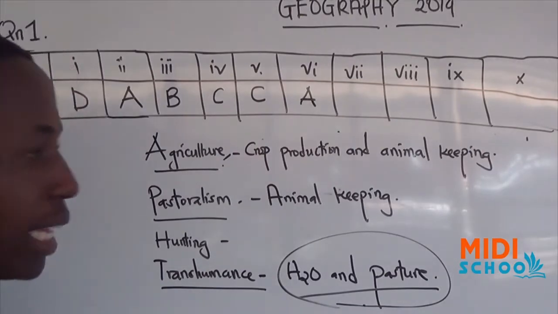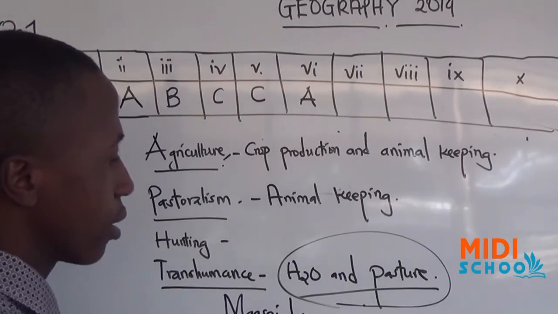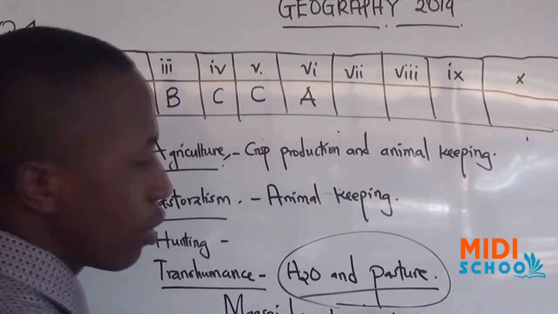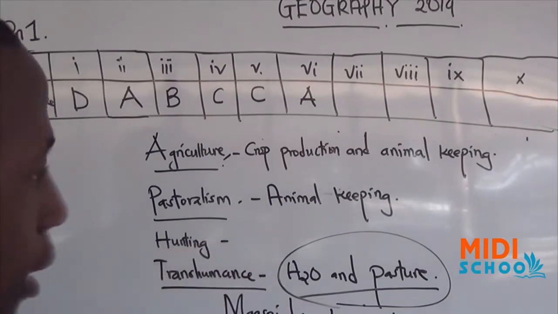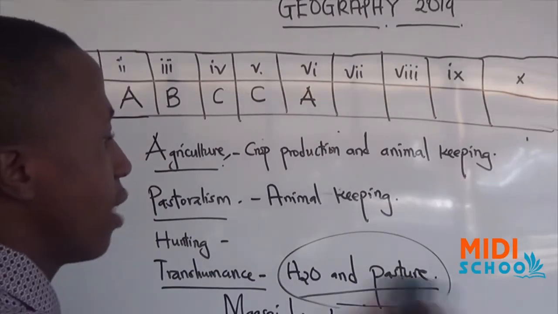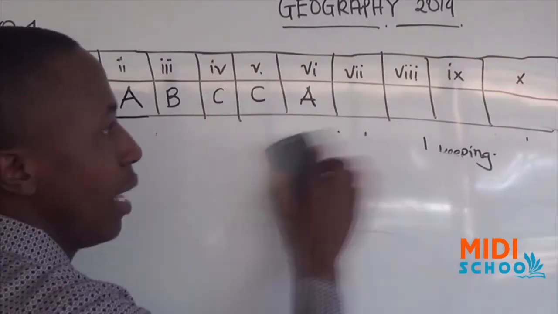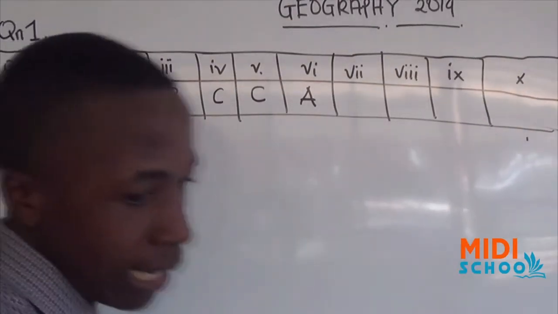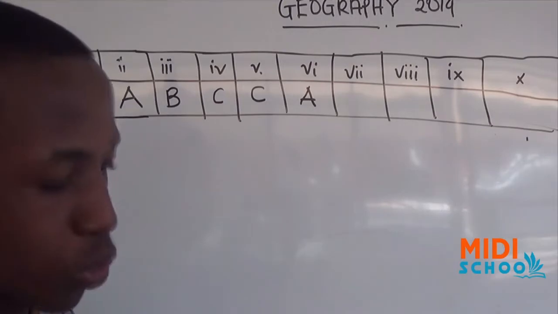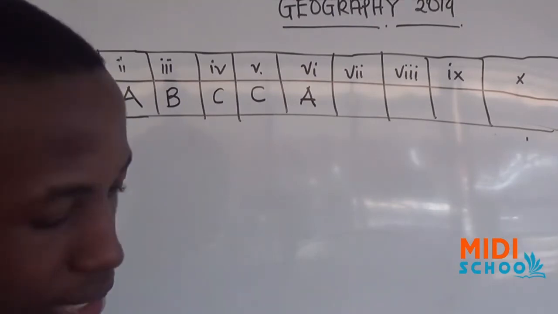You can witness this from tribes like Maasai, Karamojong, those societies that involve themselves with pastoralism. Indeed, they are not fixed, living in one area. In summer they are in a certain area, and in winter they move to other areas seeking water and pasture for their cattle. So our answer is A, transhumance: the seasonal movement of herdsmen between lowland and highlands in search of water and pasture.